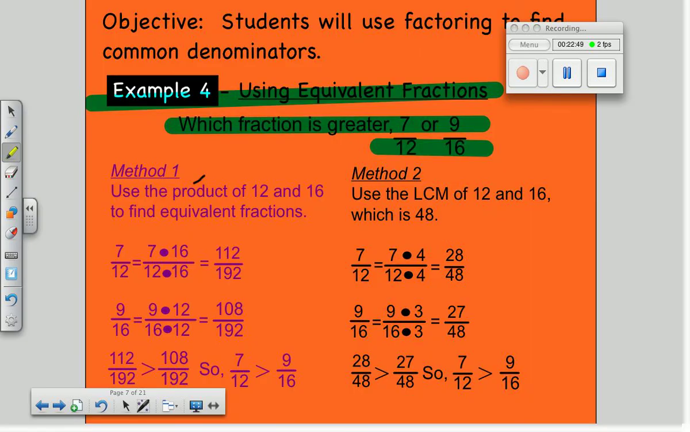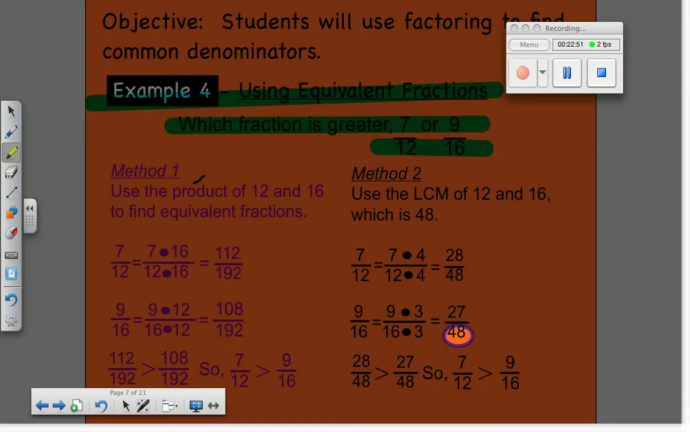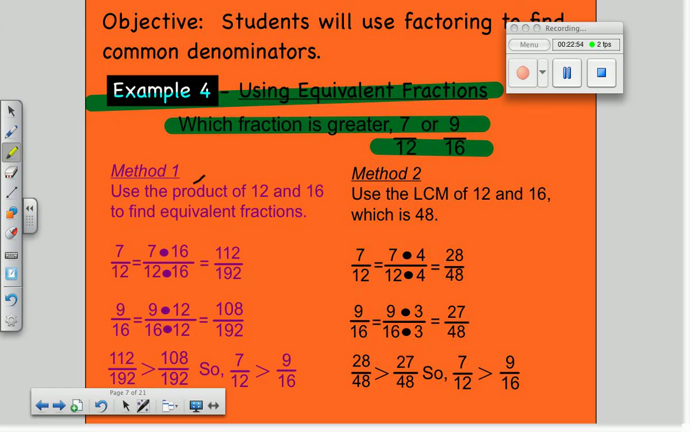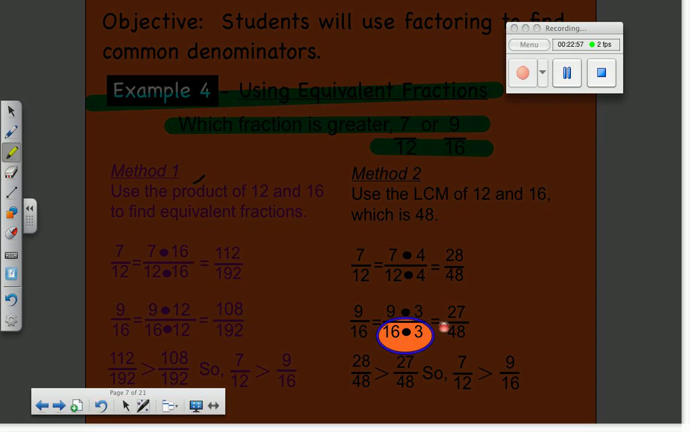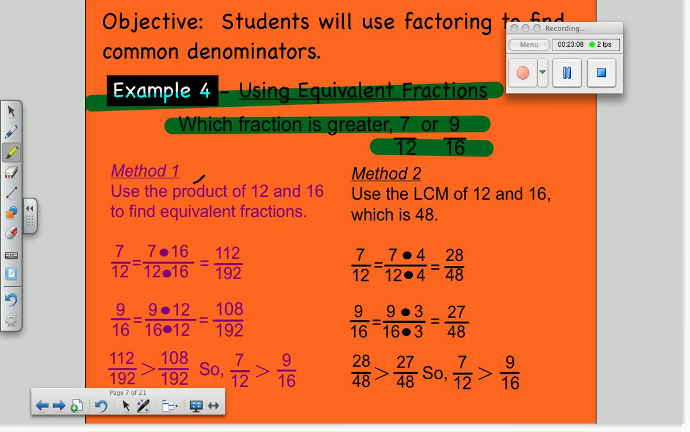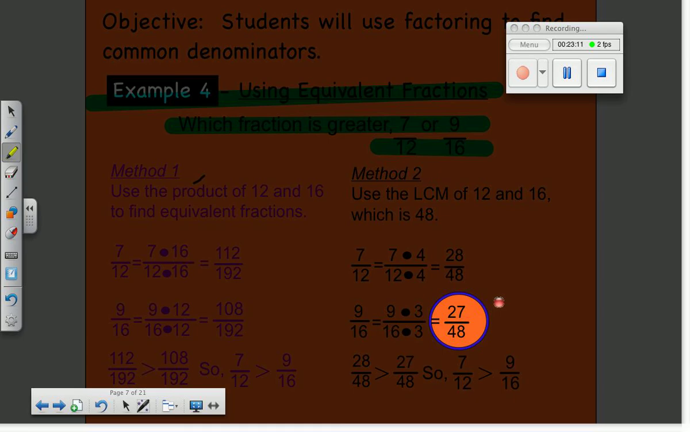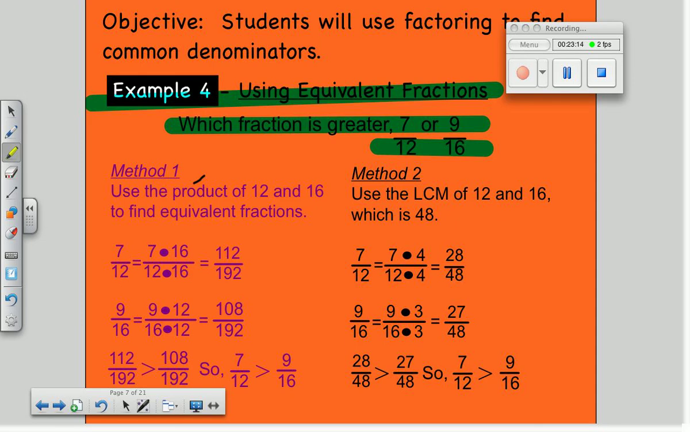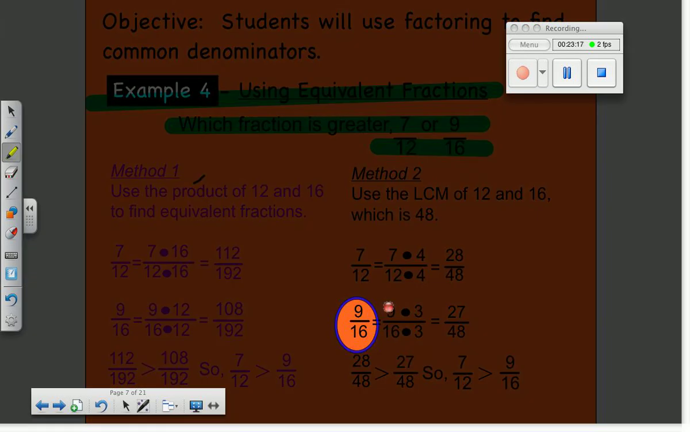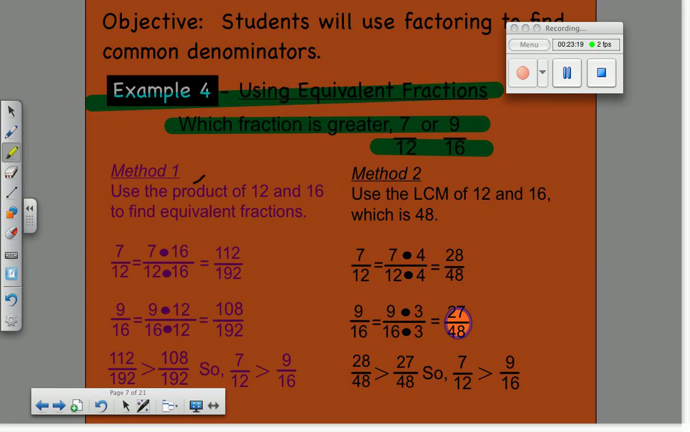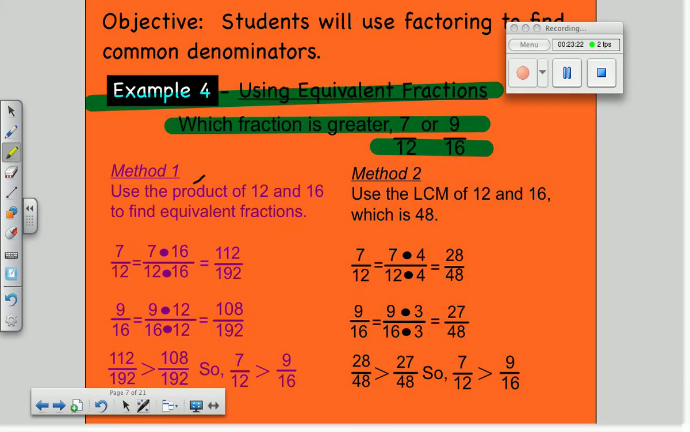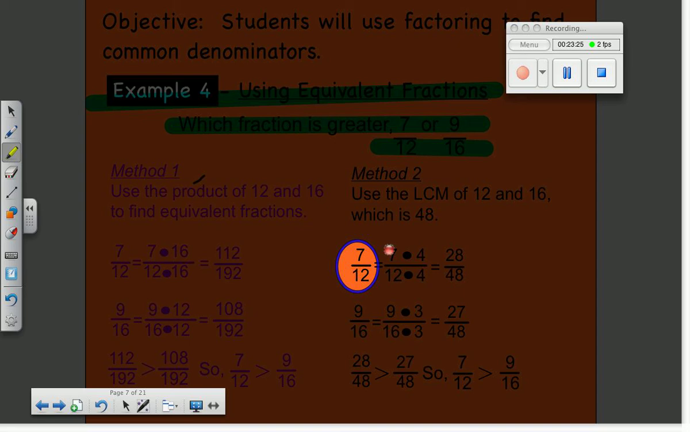On the next one, how did we get 48 here? What did we multiply 16 by? We had to multiply 16 times 3. If you multiply the denominator by 3, you also have to multiply the numerator by 3. So 9 times 3 is 27, and we get 27 over 48 on this fraction. So what this means is 9/16 is equal to 27/48. Those are the same amounts. And 7/12 is equal to 28/48. Those are the same amounts.